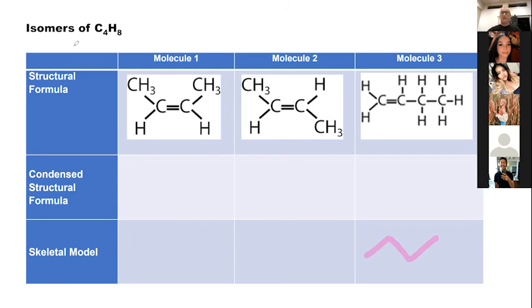Whereas molecule 3, 1, 2, 3, 4. Where do we put the double bond for molecule 3? Here we put it there. Here we put it there. Where do we put it on the third one? Where's the double bond going to go?